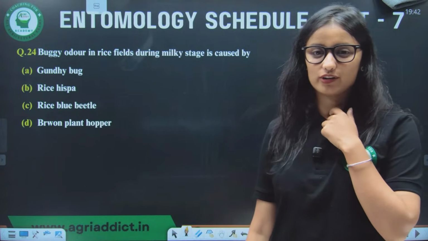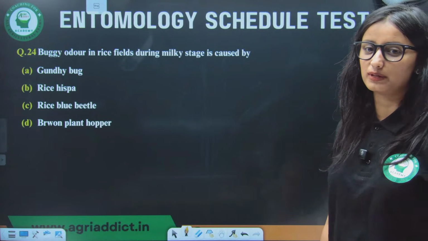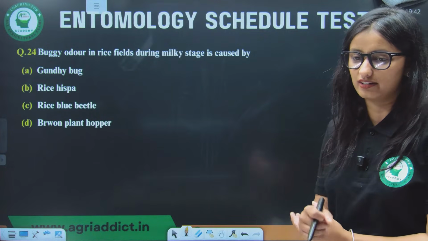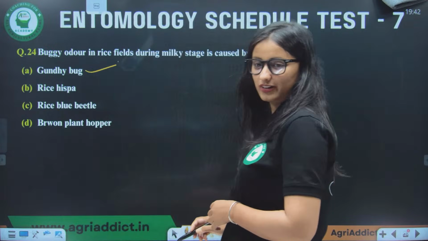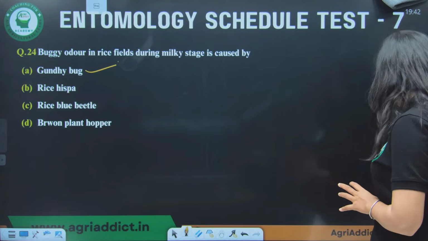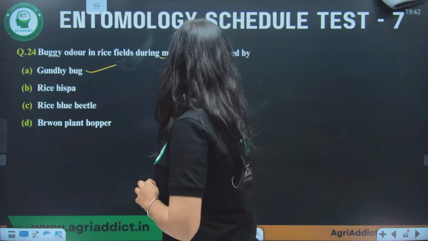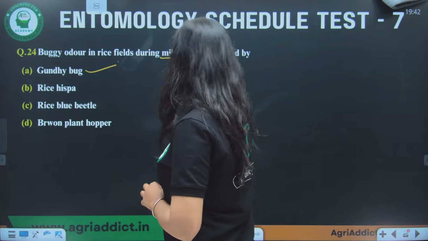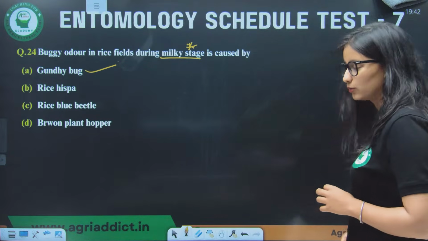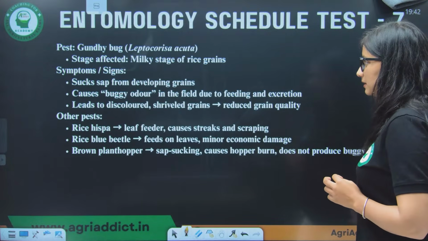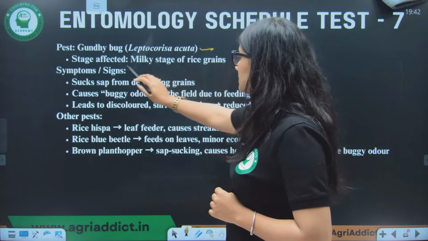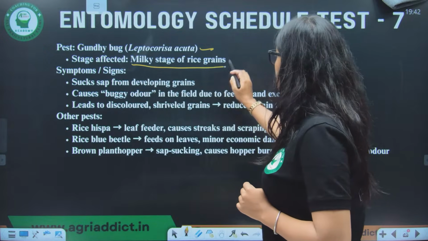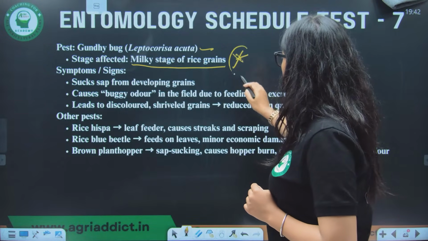Buggy odor in rice field during milky stage is caused by what? Very good. Are you all answering? Good. A is the correct answer. And here this is specified: milky stage. Very good. So Leptocorisa acuta affects the milky stage of rice grains.